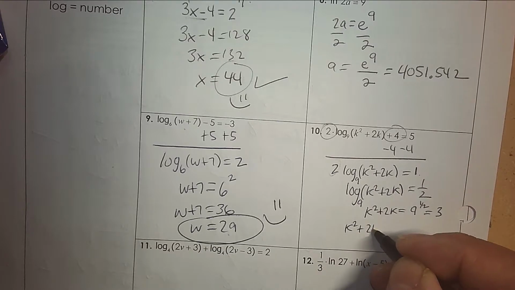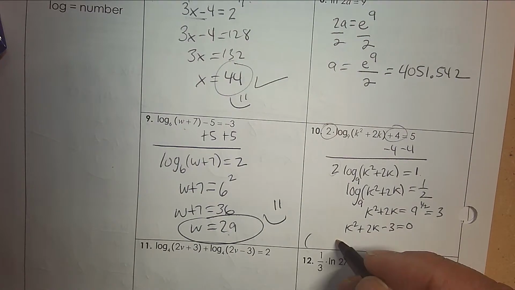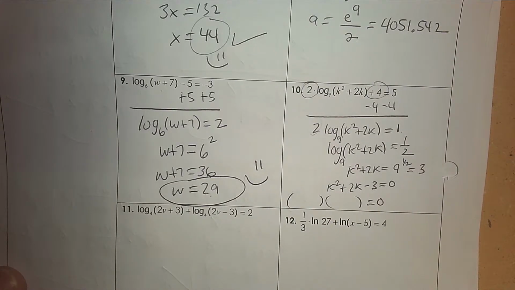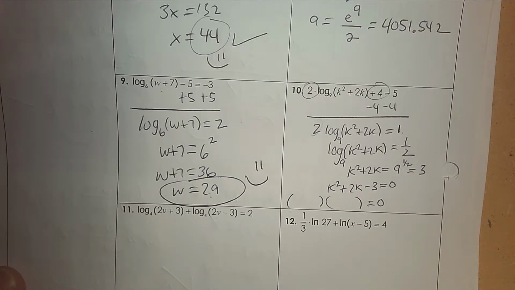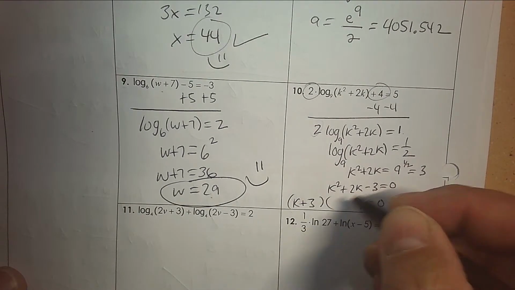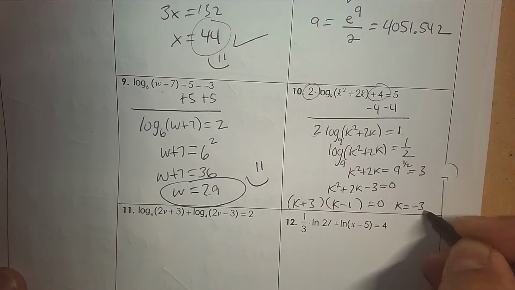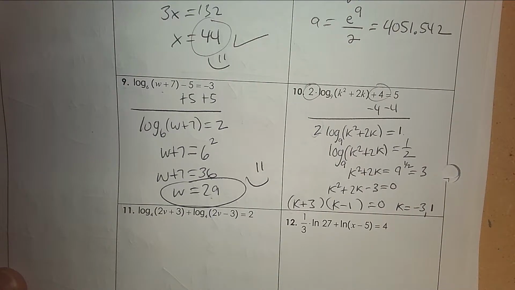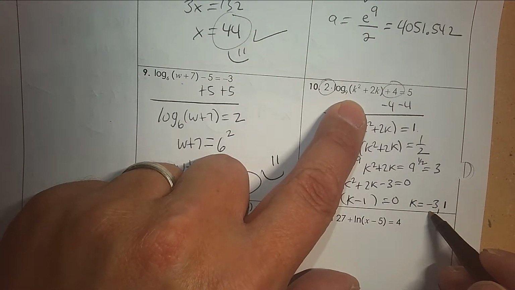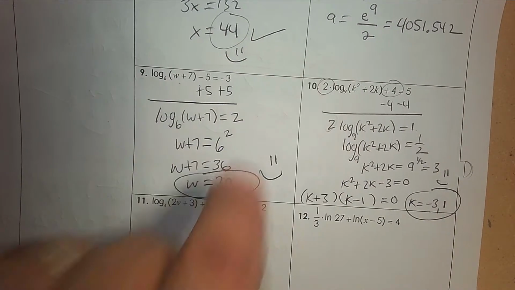So it's a quadratic. So I'm going to subtract 3 to make it equal to 0. Can you factor this? What two numbers multiply to -3 and add to 2? That would be k plus 3 and k minus 1. So one answer would be -3 and the other answer would be +1. Check. +1 is obvious. It works. -3, well, that becomes +9 take away 6. So both give you a positive number inside the logarithm.